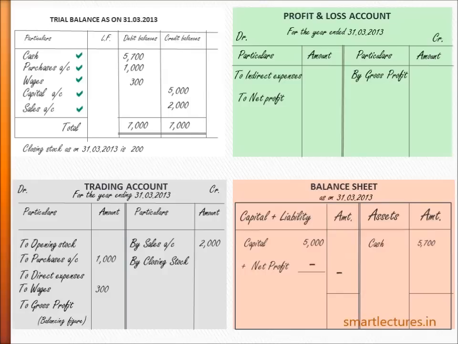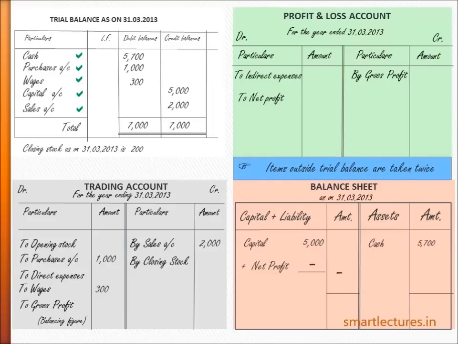Now the closing stock. Closing stock is not in the totals. If you take any item out of trial balance, means from the footnotes, it will hit twice. Once on debit side and once on credit side. Closing stock will be taken to the credit side of trading account, then it will be taken to the debit side of balance sheet. And the debit side of balance sheet means asset side. So write down 200 rupees in the trading account and then write down closing stock in the asset side, rupees 200.